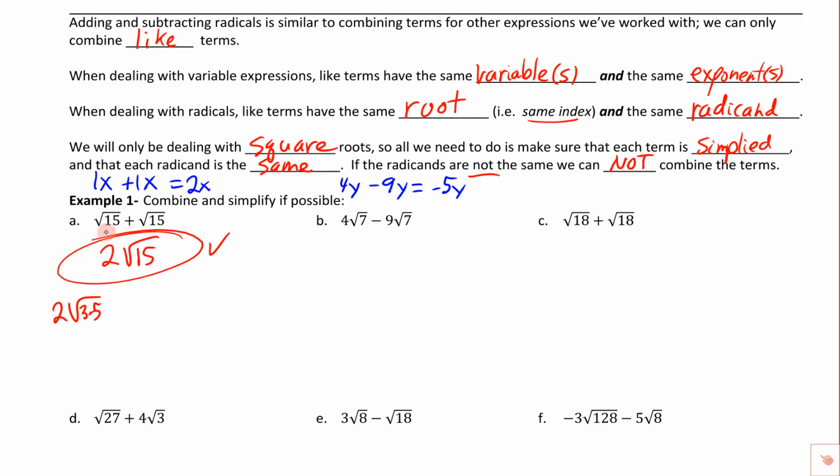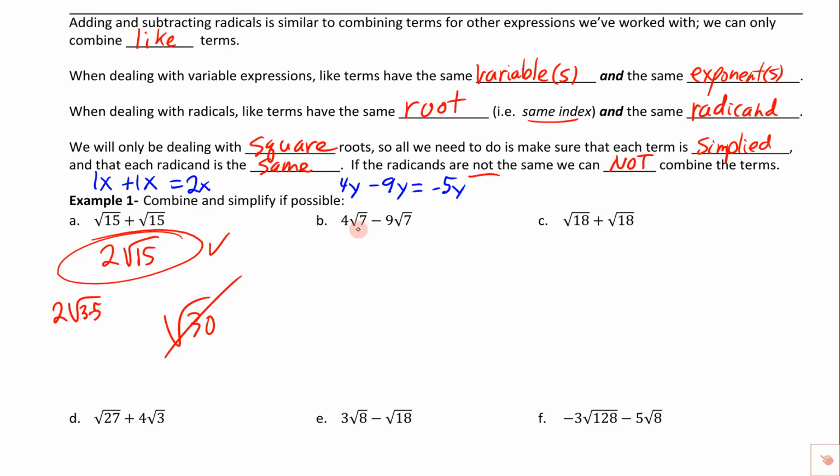Please don't go through here and think, okay, this is radical 15 plus radical 15, that's going to be radical 30. It is not radical 30. That's a completely different number. Okay, we're figuring out how many of these radical 15s we have. We can't suddenly change that to be something different underneath. It doesn't work that way. Okay, so let's take a look at the next one.